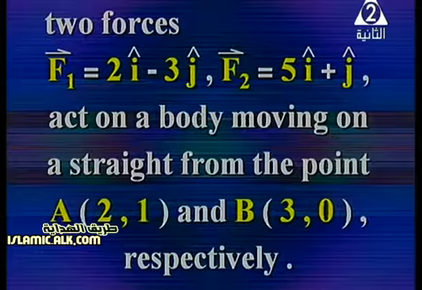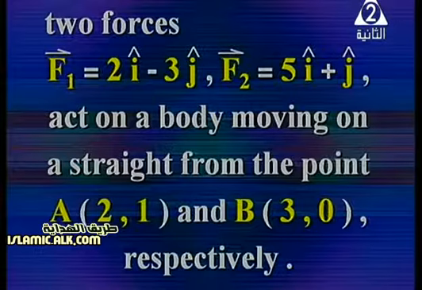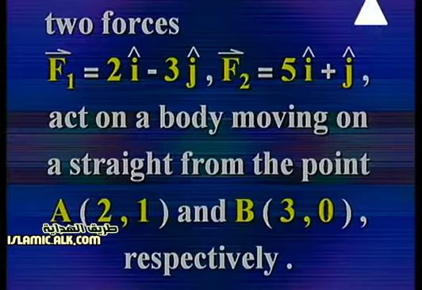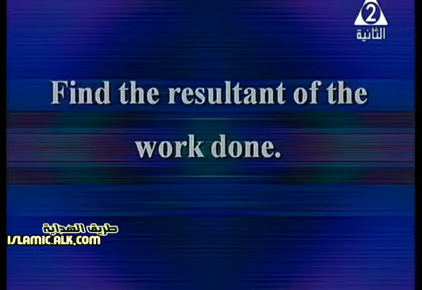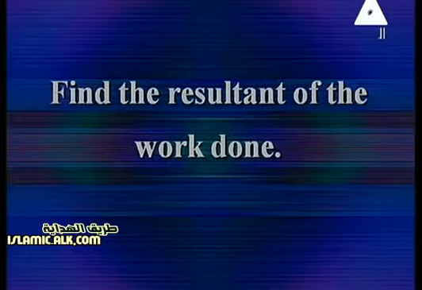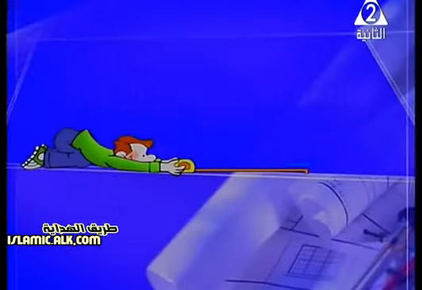Dear student, if we have two forces F1 equals 2i minus 3j, and the second force F2 equals 5i plus j, acting on a body moving in a straight line from point A with coordinates (2, 1) to point B with coordinates (3, 0) respectively, find the resultant work done.